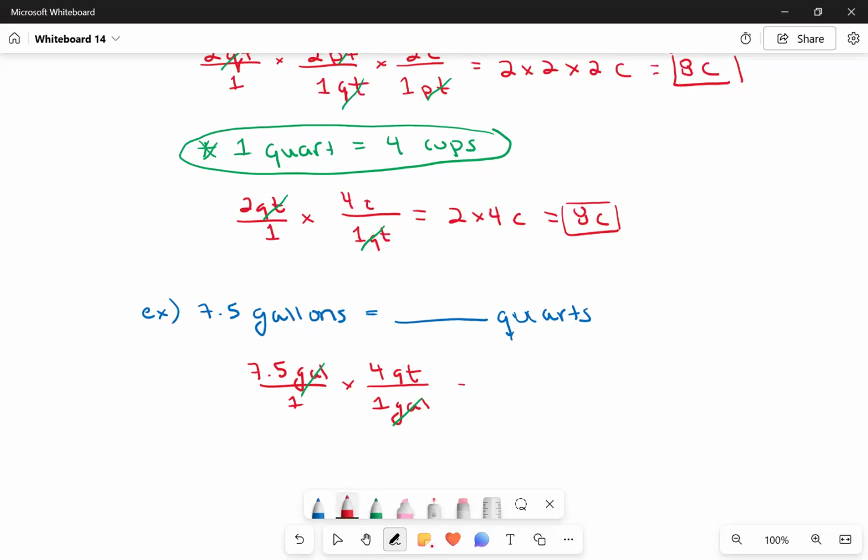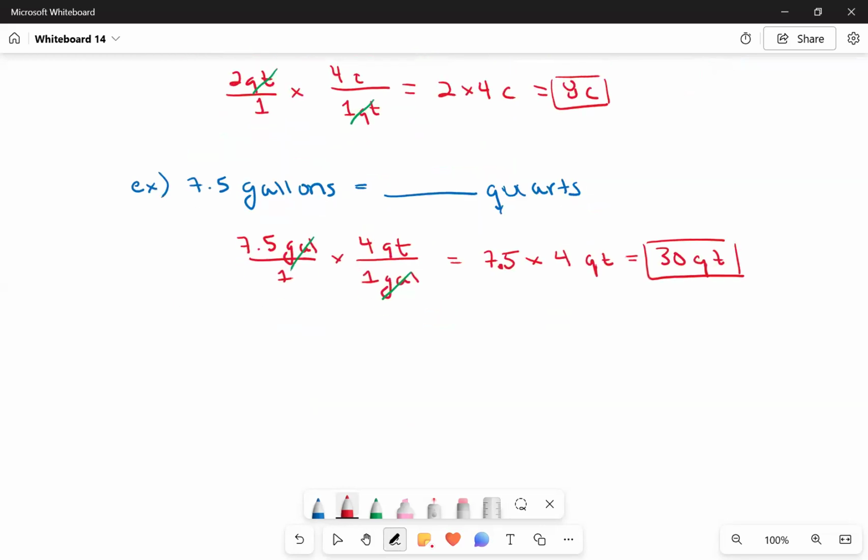So I'm going to just take 7.5 times 4, and that's going to be quarts. That's going to give me 30 quarts. And there you go. All right, let's do one more of these conversions.